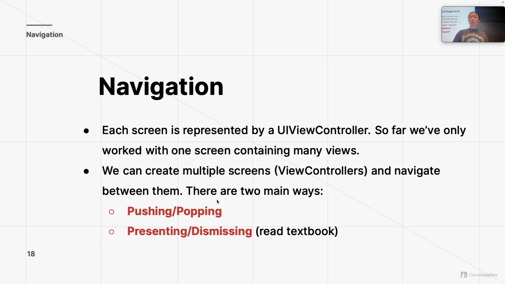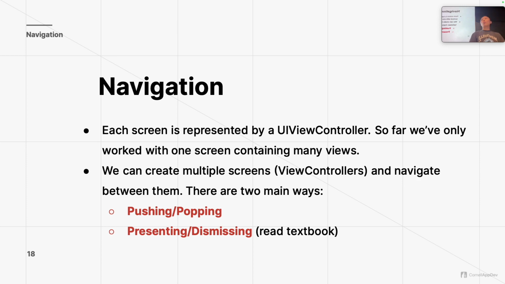Each screen, as demonstrated from last demo, is represented by a UIViewController. If you want to make the home page, that would be a home view controller. If you want to make a secondary page, you would have to make a whole different secondary view controller. So far, we've only worked with one screen containing many views. But today we're going to create multiple screens and show you how to navigate between them.